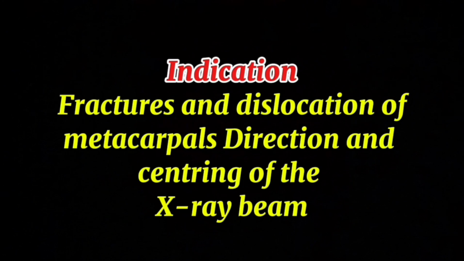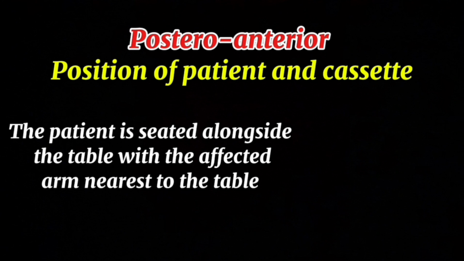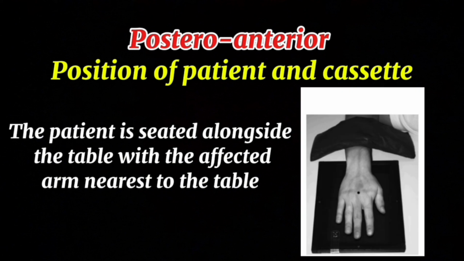Indication: fractures and dislocation of metacarpals. Direction and centering of the X-ray beam. Postero-anterior. Position of patient and cassette. The patient is seated alongside the table, with the affected arm nearest to the table. You can see the position of the patient.